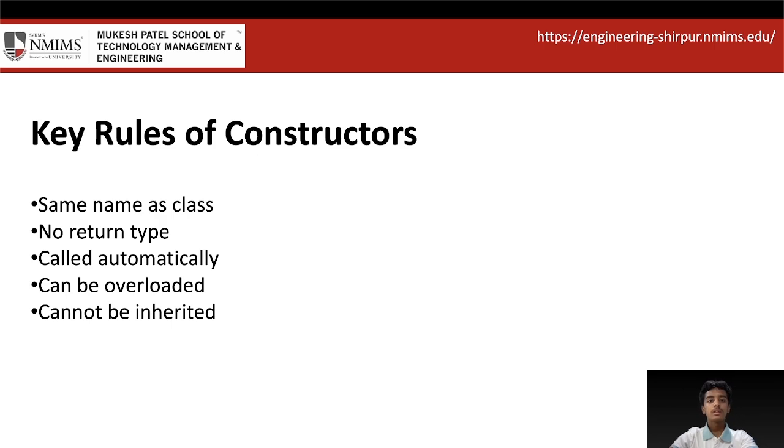Key rules of constructors. There are some important rules we should remember. A constructor must have the same name as the class. They do not have any return type. They are automatically called when an object is created, and they can be overloaded but cannot be inherited.